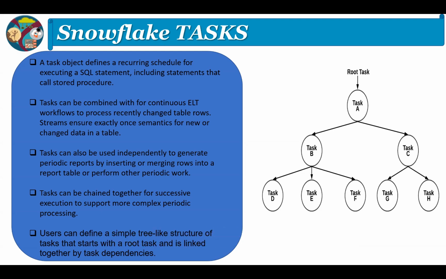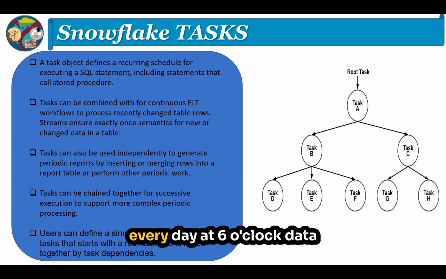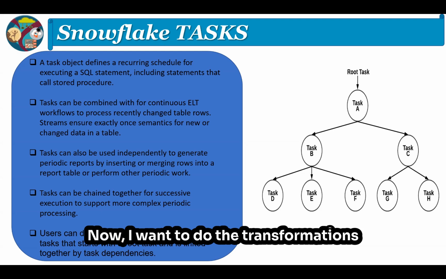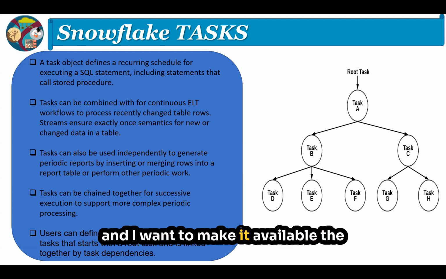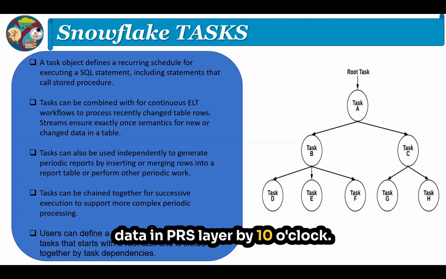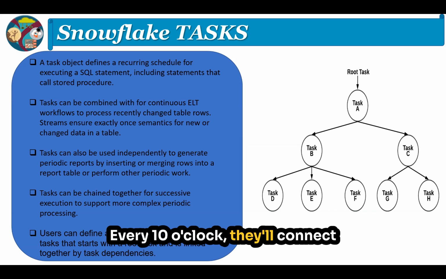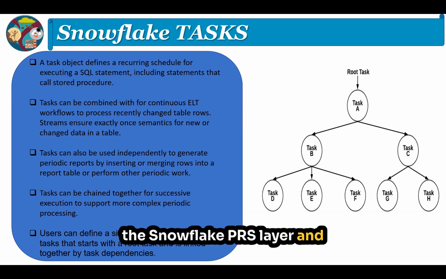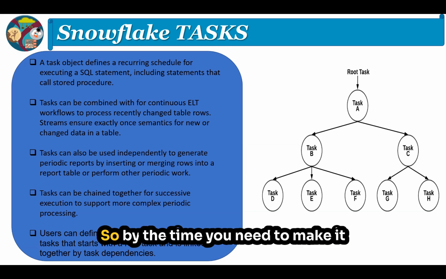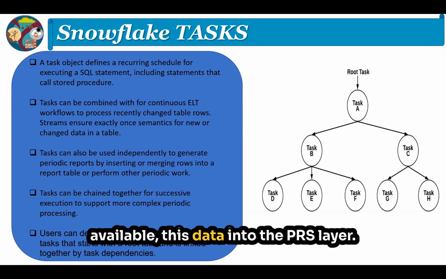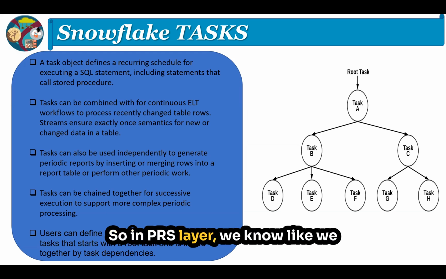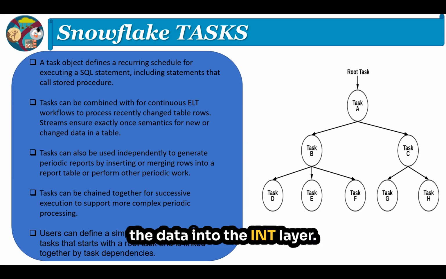So you need to schedule that. Okay, every day at 6 o'clock data is coming to the stage table. Now I want to do the transformations and make the data available in the PRS layer by 10 o'clock. The business report users are using Power BI and they have a scheduled job at their end. Every 10 o'clock, they will connect to the Snowflake PRS layer and try to pull the report. So by that time you need to make this data available in the PRS layer. In the PRS layer we are creating views, but before that we need to make the data available in the INT layer.